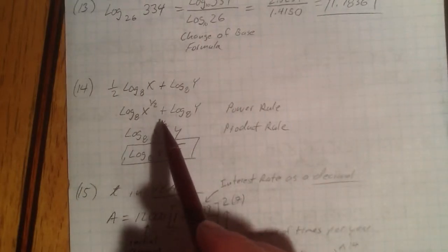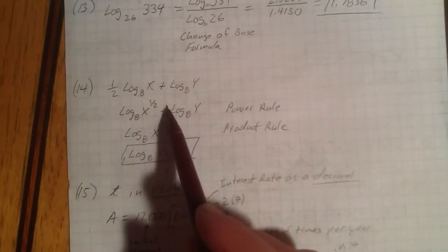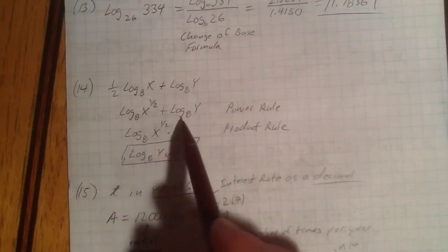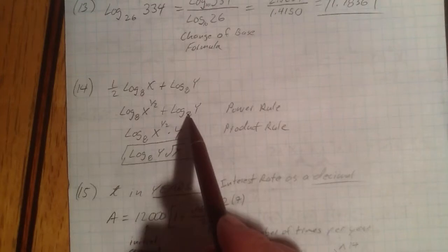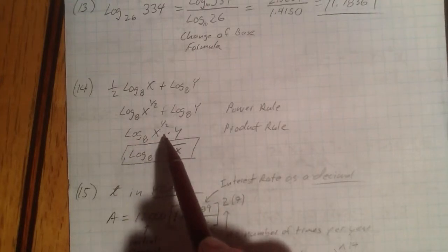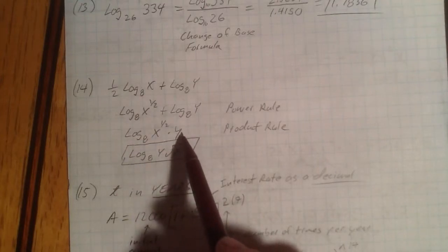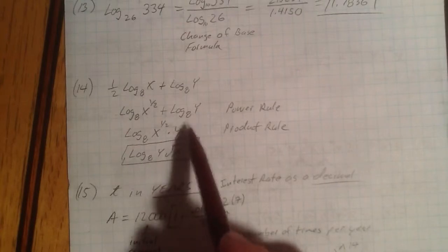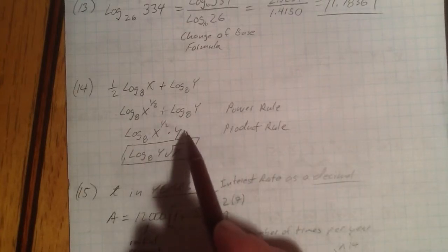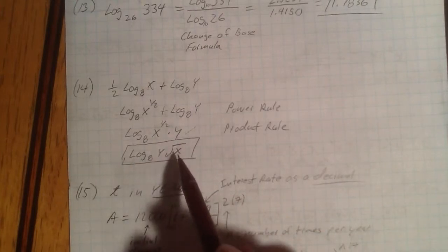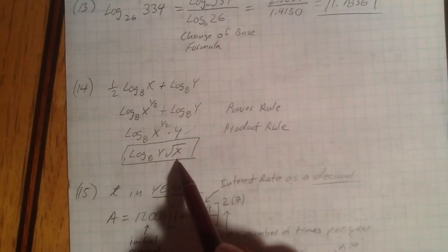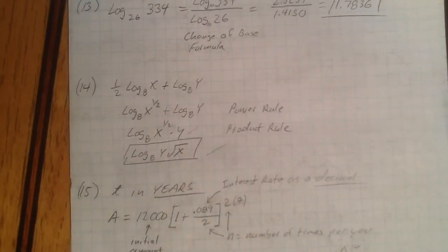Another rule of logarithms is what we call the product rule. As long as the logs have the same base, which these do, an addition can become a multiplication. So I have x to the 1/2 times y, log base 8. That's my product rule. And actually, this is good enough. You say, well, I don't see that answer. Well, what's x to the 1/2? That's just the square root of x. So I cleaned it up a little bit, and that's your final answer.